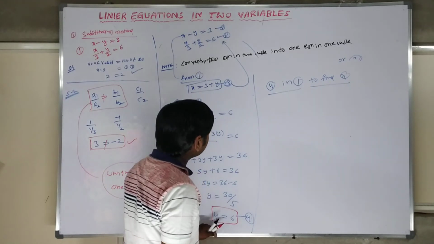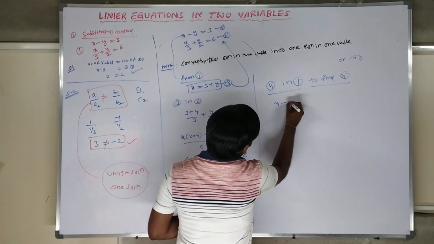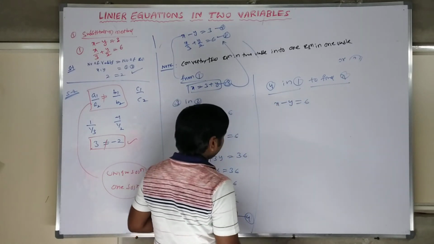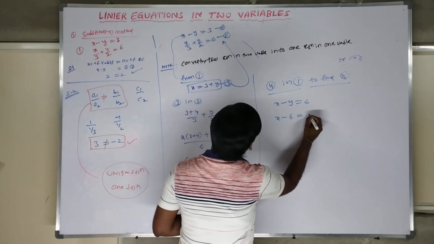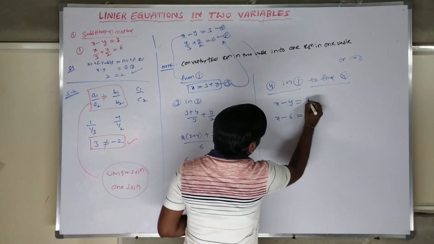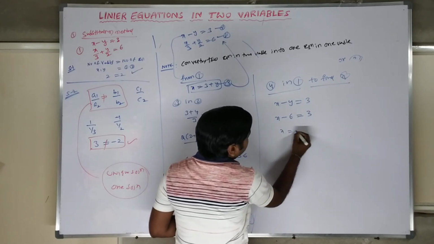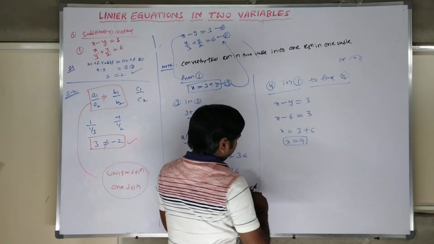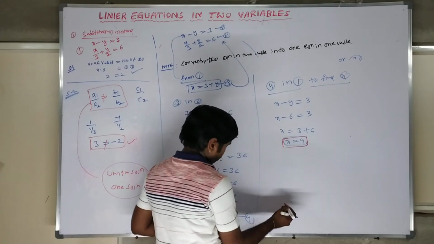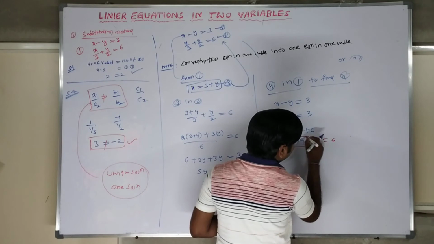How to do it? y is equal to 6. What is the first equation? x minus y is equal to 3. So x minus, what is the y value? 6. Sorry, x minus 6 is equal to 3. So x is equal to 3 plus 6, so x is equal to 9. We got x is equal to 9 and y is equal to 6.